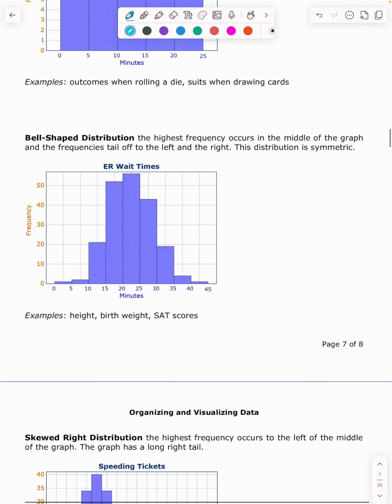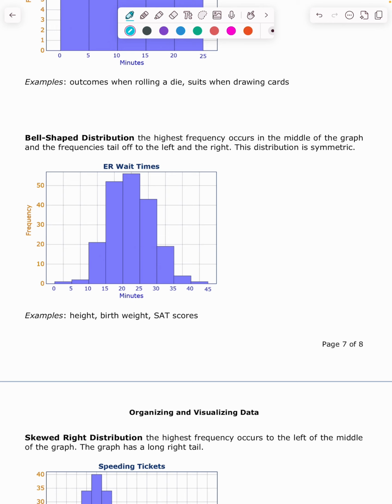The second shape is a bell-shaped distribution. This one is very common. You are going to become BFFs with this distribution throughout the course of this class. A bell-shaped distribution occurs when the highest frequency is in the middle of the graph, and then the frequencies tail off to the left and the right in roughly equal proportions. This distribution is symmetric, so that means if I fold it in half, it'll line up on either side. It's like a mirror image of itself.